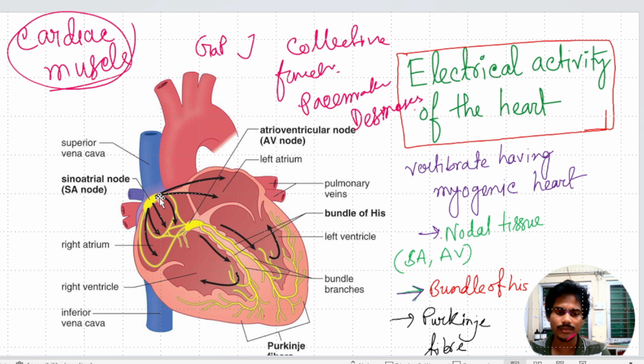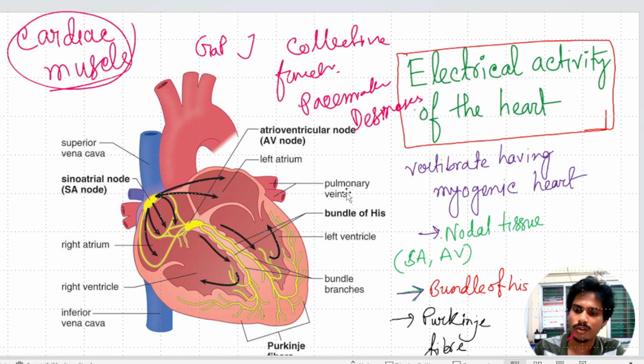In the right atrium region, this is called the SA node or sinoatrial node, and the electrical impulse is generated from that node to the AV node or atrioventricular node, and then the bundle of His, and this is the Purkinje fiber. These are the Purkinje fibers, the terminal portion. These are the bundle of His. So the electrical impulse is generated in the SA node, goes to the AV node, to the bundle of His, and then to the Purkinje fibers. In that way, the electrical impulse gets propagated through the entire heart.